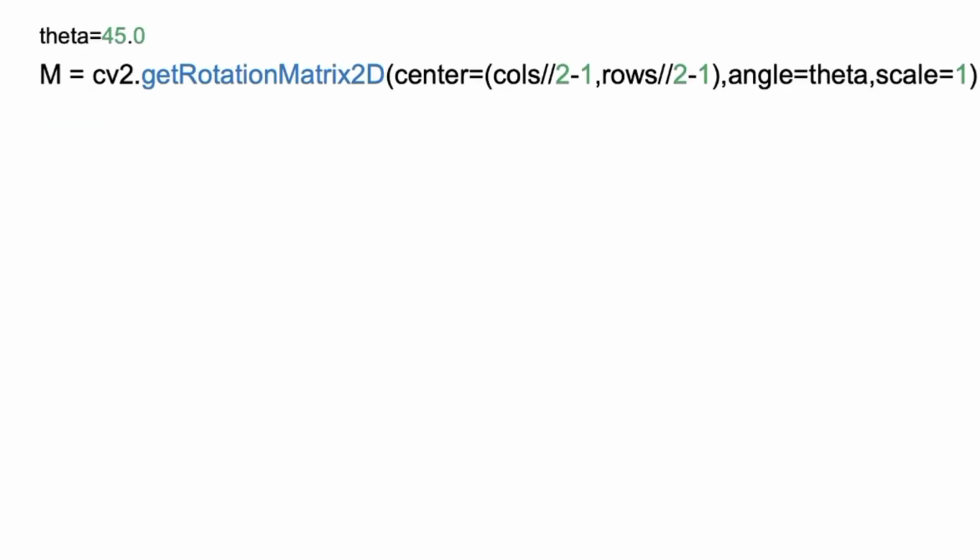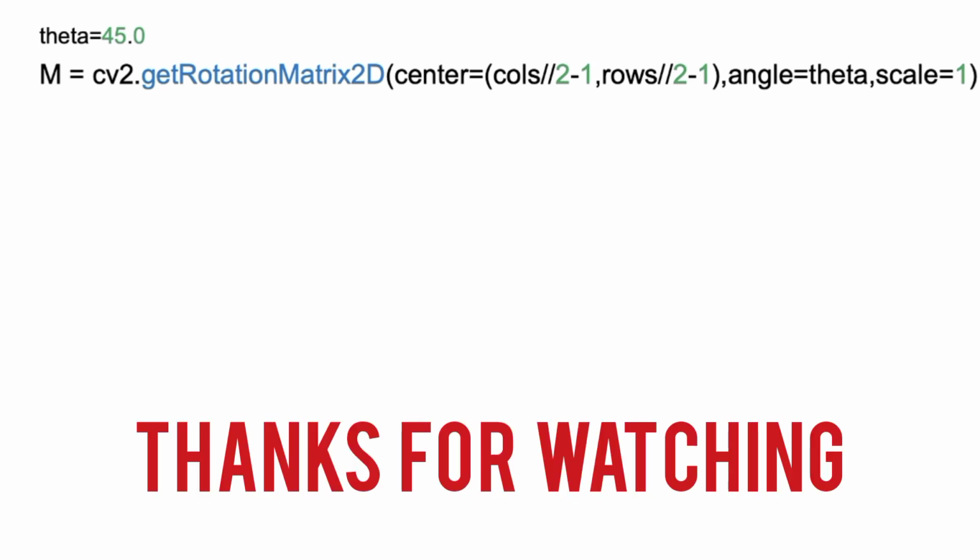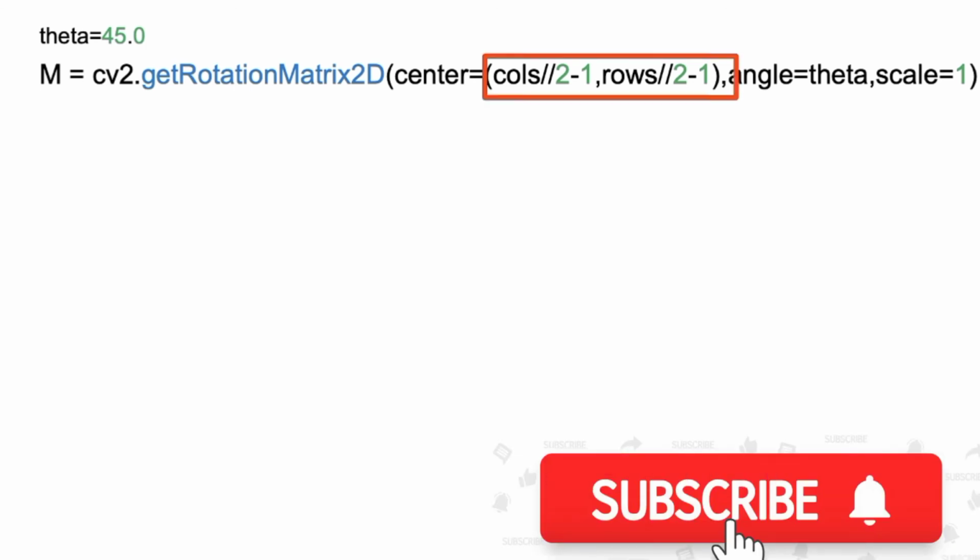We can obtain the matrix to rotate the image using getRotationMatrix2D. This will rotate the image by angle theta. The parameter center is the center of the rotation in the source. Scale will be set to 1. Like before, we rotate the image.